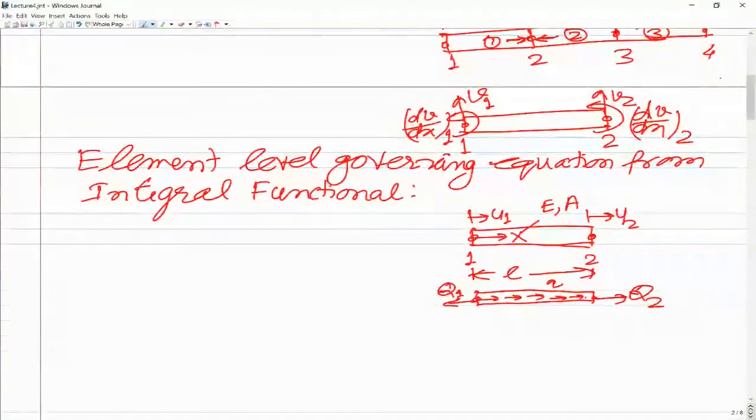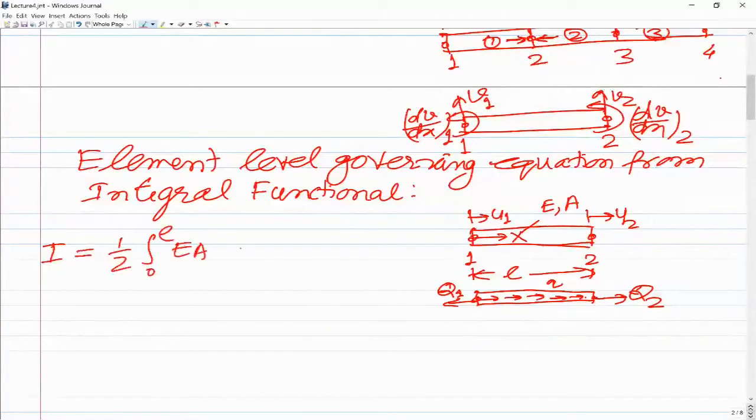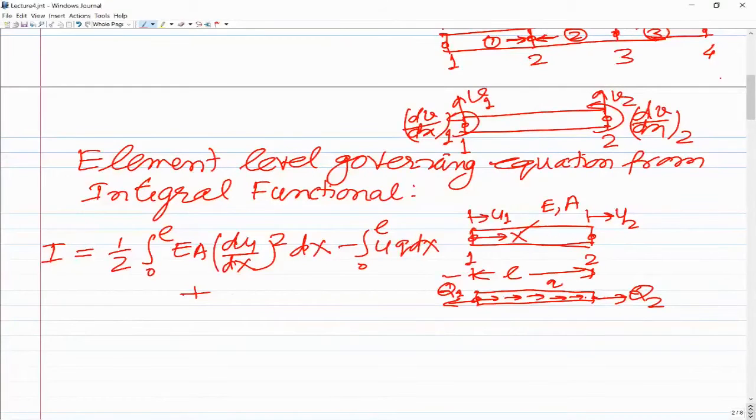For this we have already derived the integral functional. The only thing is I am writing it for the element. So the integral functional I which we have derived is integration 0 to L of EA times du by dx whole square dx, minus integration 0 to L of u into q dx, and then we have the potential of these forces q1 and q2, that is q1 into u1 minus q2 into u2.